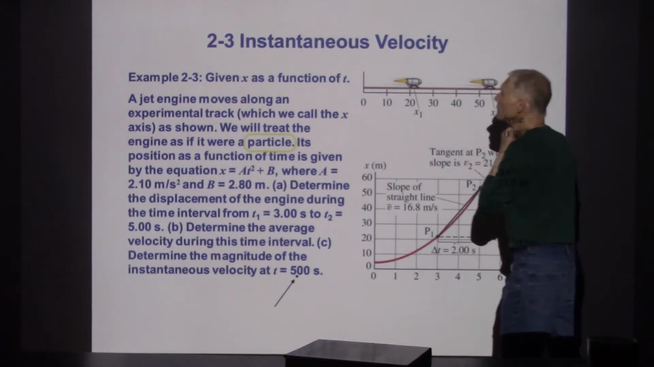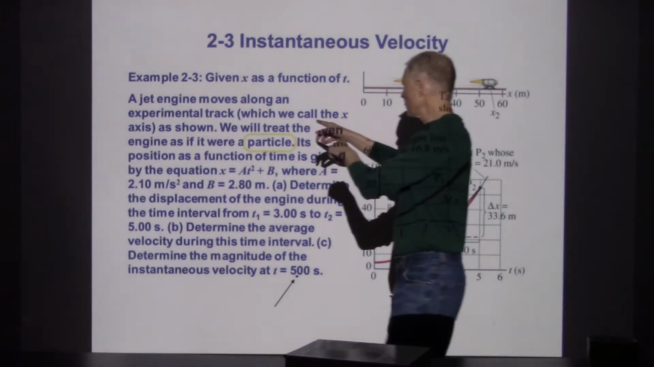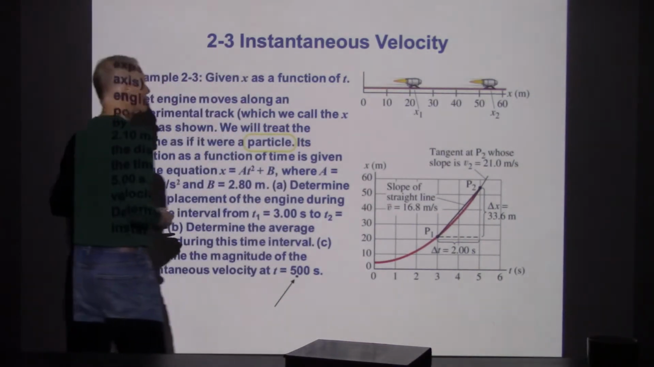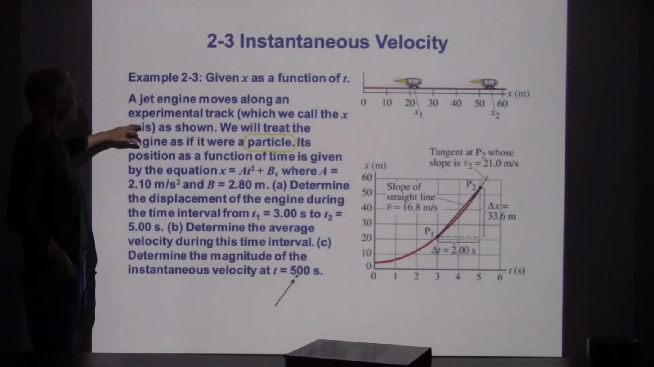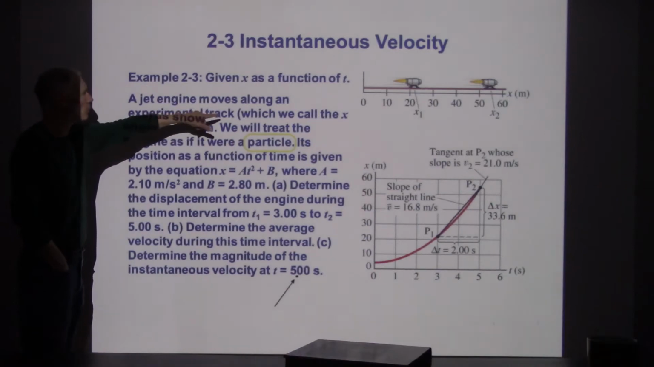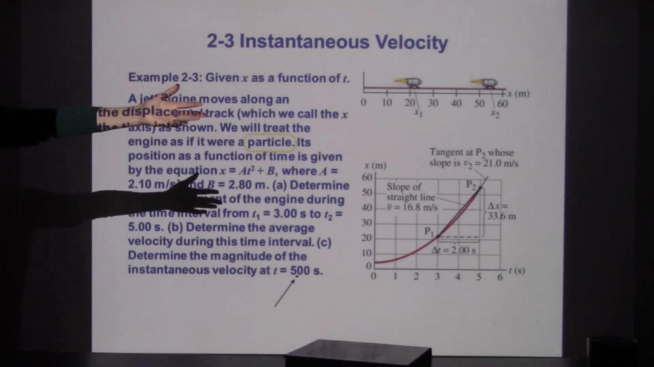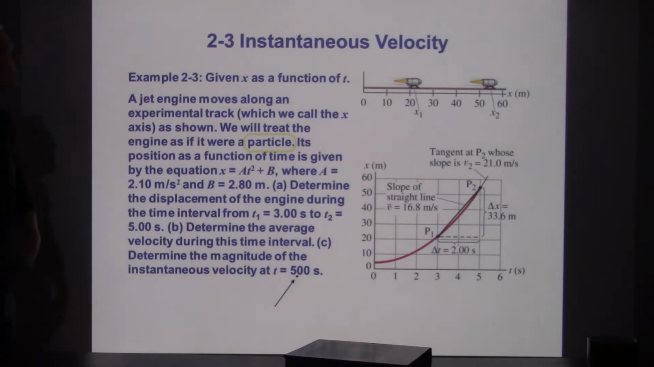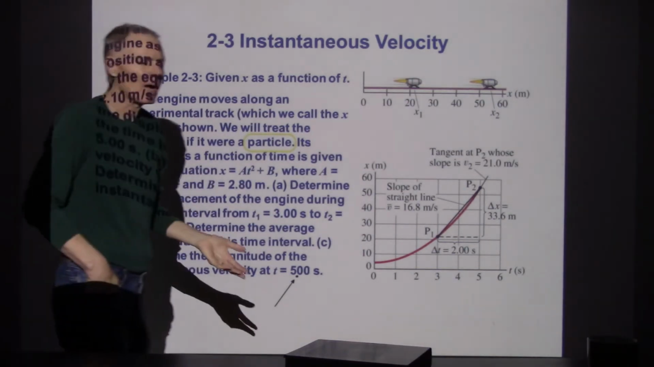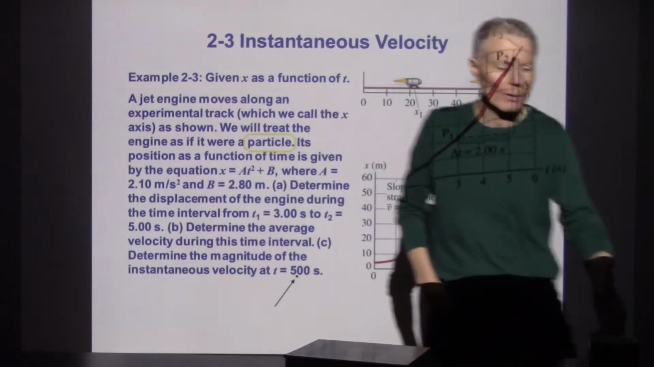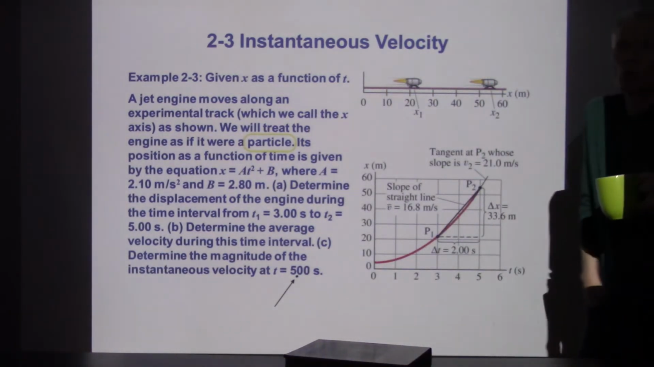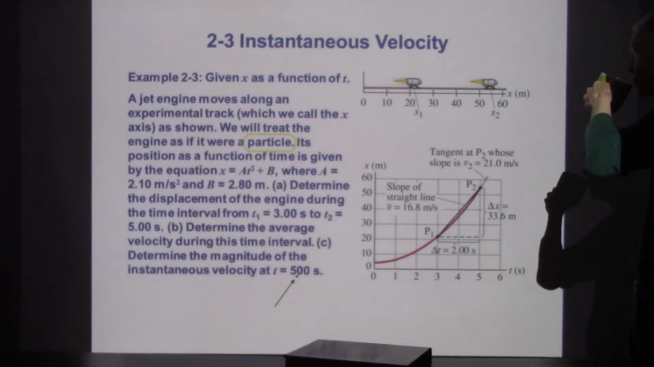It's taking off. And it says that we're going along an experimental track, so now I'm not sure if it's the jet engine or the track that's experimental. What we're going to do is choose to call the length of the track our x-axis, and choose the direction of the jet engine's motion to be positive. That seems easier than defining it to be the negative direction. So, for convenience, that's what we'll do.